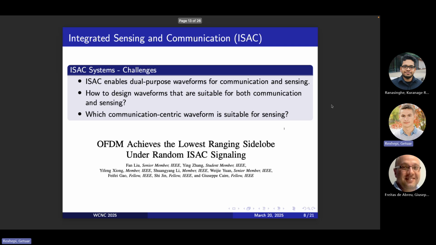And this question was answered very recently by fellow researchers. Funny enough, this title answers directly our question above. So OFDM achieves the lowest ranging side lobe under random ISAC signaling, which means that OFDM, which is a communication-centric waveform, achieves the best performance for ranging or sensing. And we're going to discuss this.